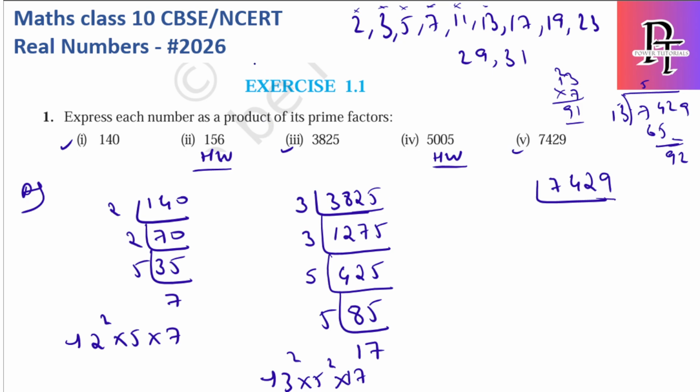Okay, we have 17 as well in between. So let's check for 17. This is the only method, there is no other go. We have to keep on trying one by one prime numbers and check whether the number is divisible or not. Checking 13 is done, so let's check for 17.